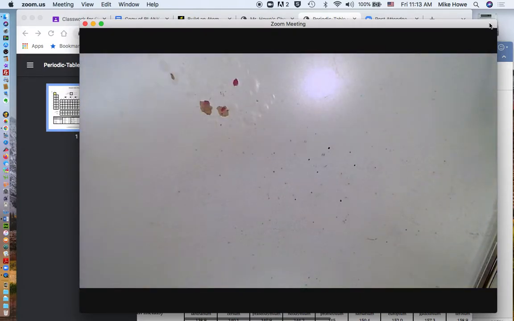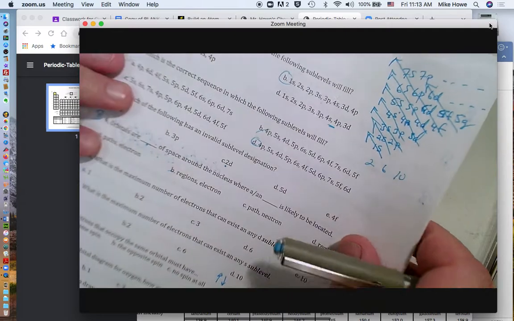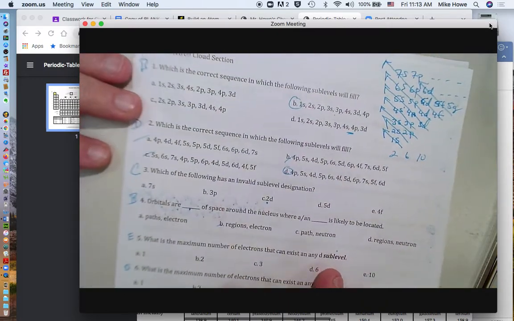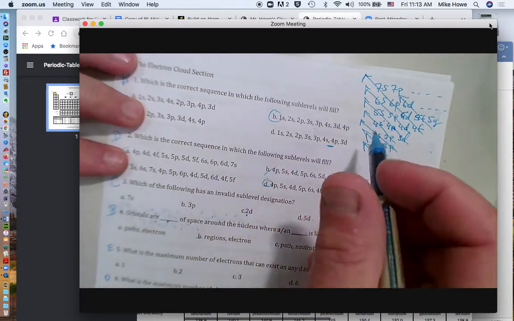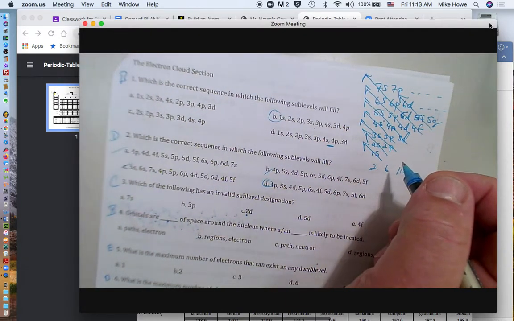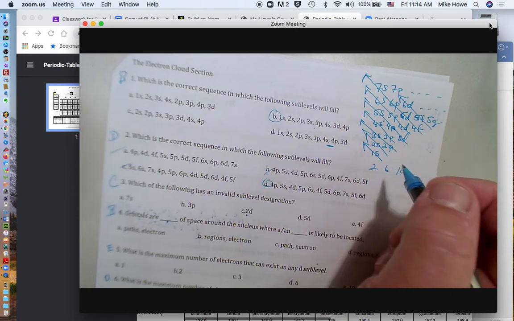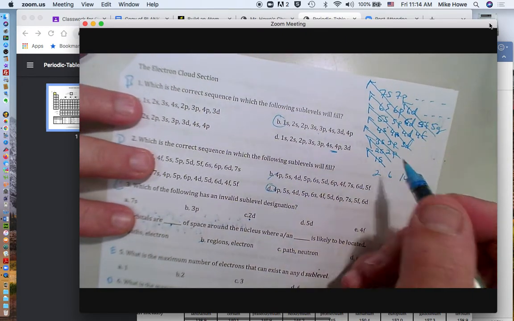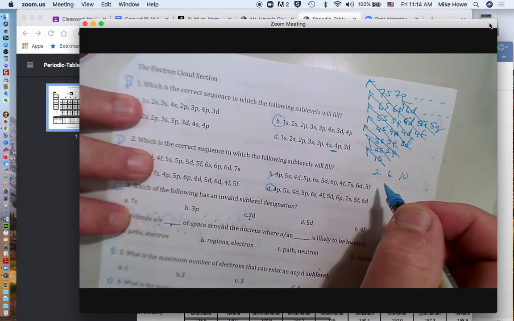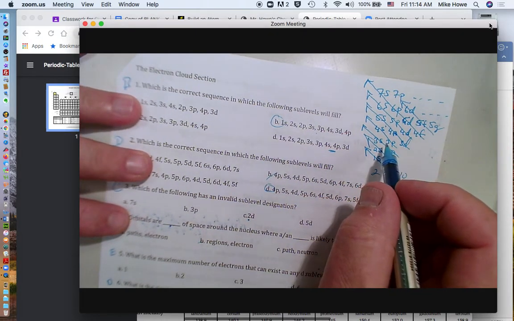We're going to run through the electron cloud session. I have put the answers on here already, and I've taken the liberty of writing down the diagonal rule. If you want to know the real reason I did that, this is the second time I've made this video. I made too many failures to change screens in the others. But here we go. So this is the diagonal rule.